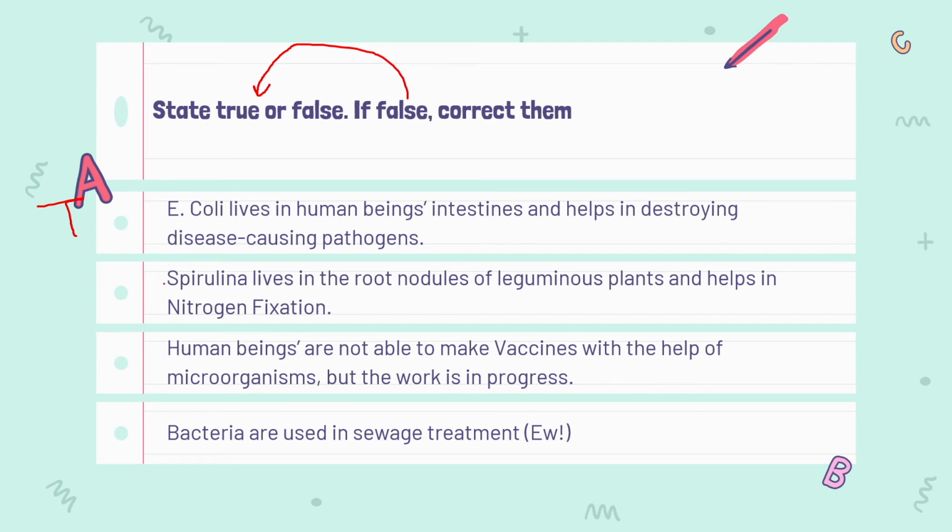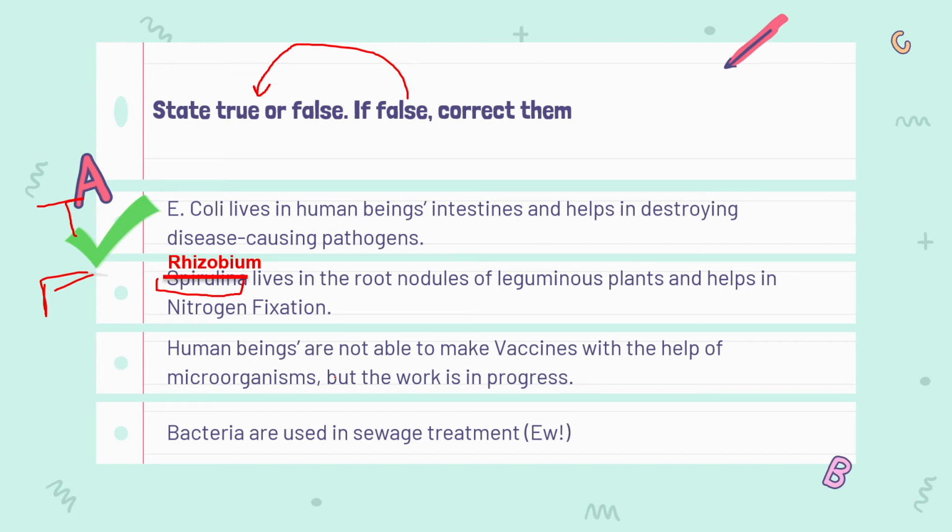Spirulina lives in the root nodules of leguminous plants and helps in nitrogen fixation. False. It is Rhizobium. Okay, human beings are not able to make vaccines with the help of microorganisms, but the work is in progress.